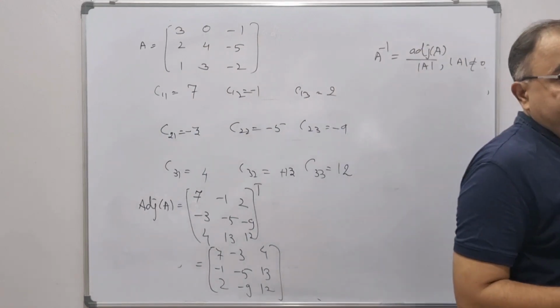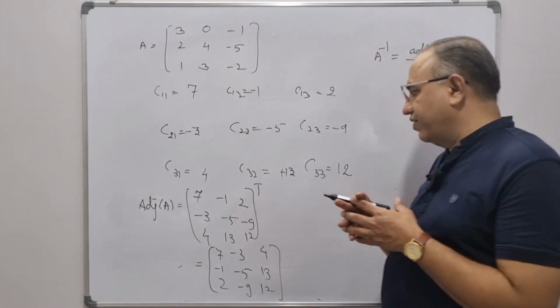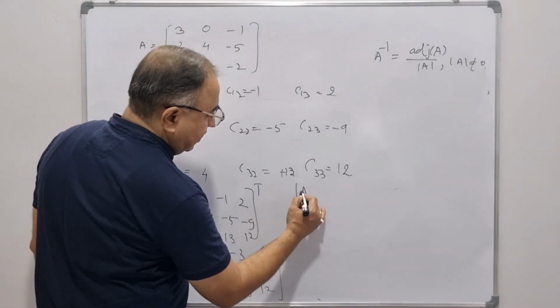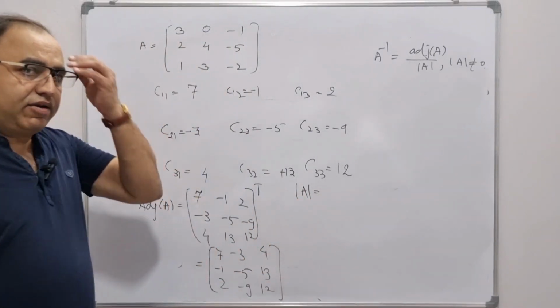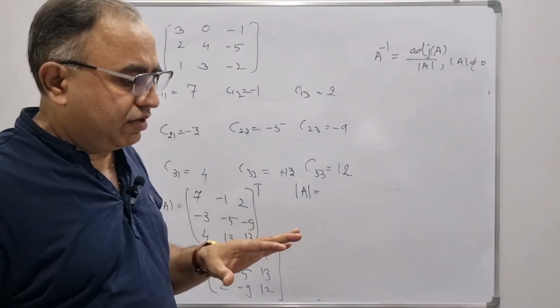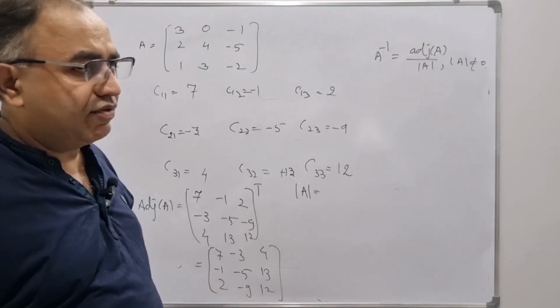Now what I would say is how to find the determinant of A. Let's try to find the determinant of A first. After finding this adjoint, the next step is calculating the determinant of A. So the determinant of A you can calculate along any row or column. As I told you, the row should be the one which includes the maximum number of zeros. That will be easier for us.